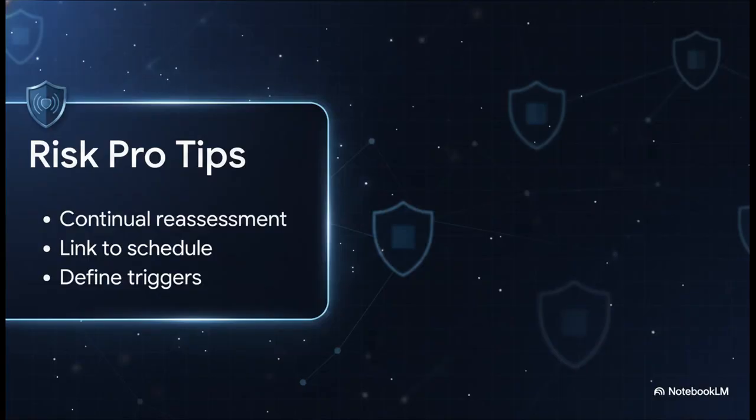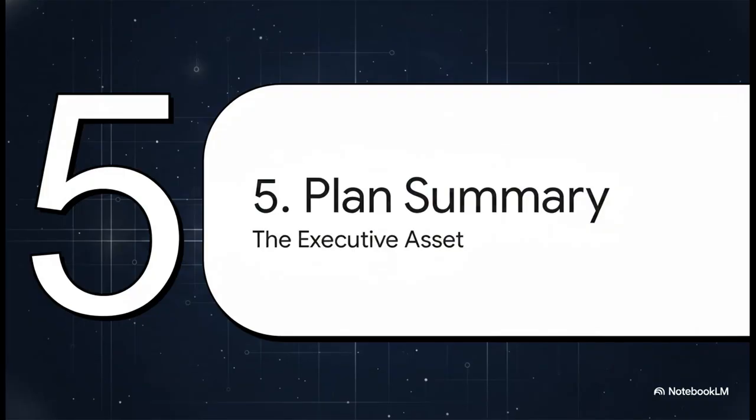And remember, setting this up isn't just a one-and-done activity. Continuous reassessment is totally critical. You need to link your mitigation actions directly to your schedule and define really clear triggers. Why? Because the moment a risk actually materializes during execution, it's no longer a risk. It's a live issue. Finally, Section 5, the Integrated Project Plan Summary, the ultimate executive asset.